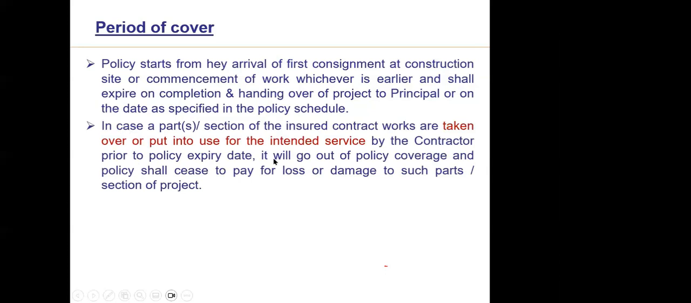Now this second part is more important. In case part or sections of the insured contract works are taken over or put into use for the intended purpose by the contractor prior to policy expiry date, some portion of the project is completed. This is important. It happens invariably in road projects. Say a road project is for 50-kilometer construction of road. After completion of 30 or 35 kilometers of road, the remaining 15 is left out.